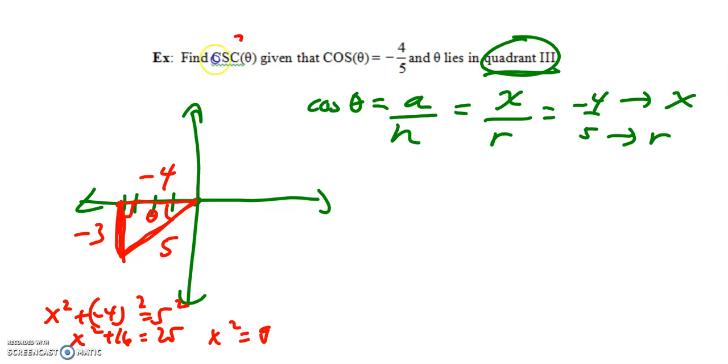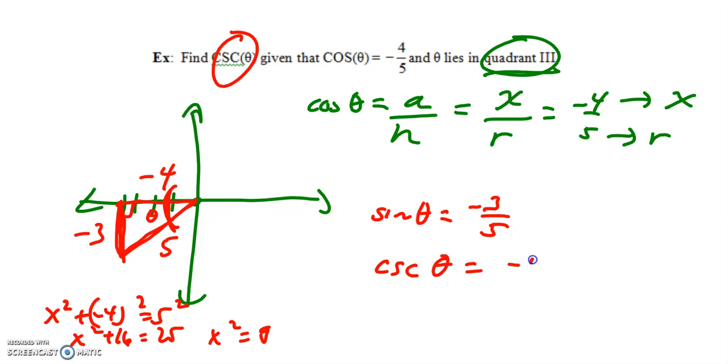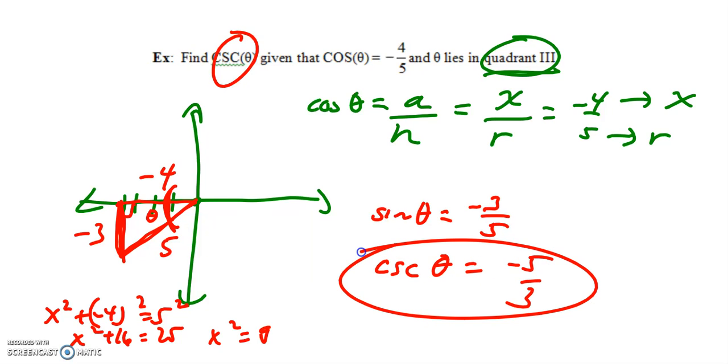So now we can find cosecant. Remember, cosecant is the reciprocal to sine. So if you want to, feel free to find sine of theta first. If you're looking at this as a reference, the sine of theta would be negative 3 over 5, which means that the cosecant of theta has to be negative 5 over 3.